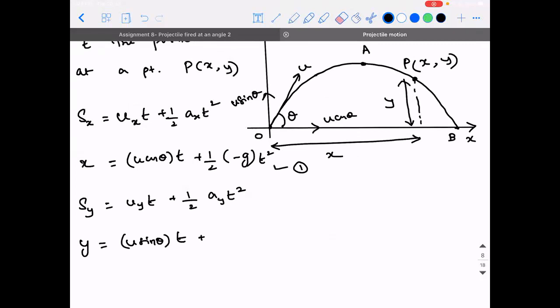Oh, I'm extremely sorry. There is a mistake in the first equation. Can you guys tell me? It's a very big mistake which I made. Let's see. Sir, acceleration is 0. Yes. Acceleration is 0.